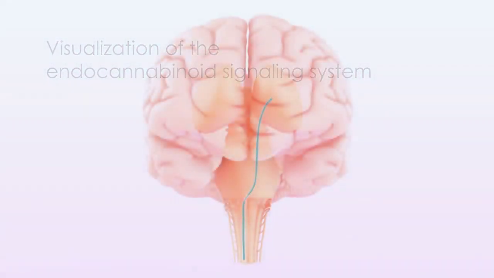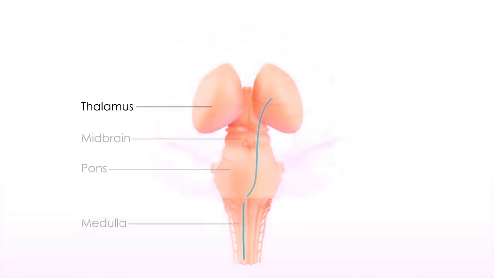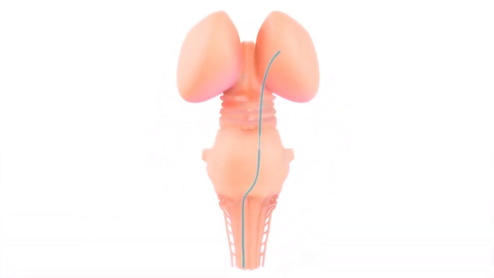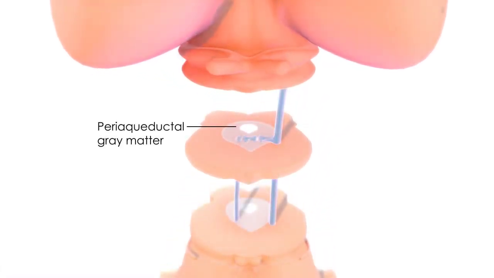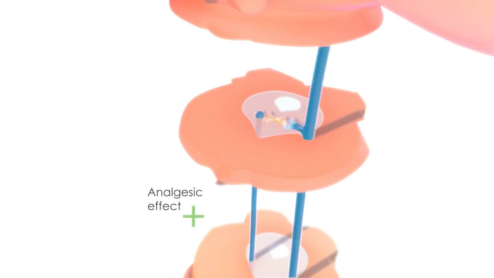In the normal transmission of pain, ascending nociceptive signals travel up the spinothalamic pathway to the thalamus, where they are processed and relayed to cortical and other areas. The ascending pathway also relays to the periaqueductal gray matter, an important part of the descending pain modulating system, where specific cannabinoid receptors are located.